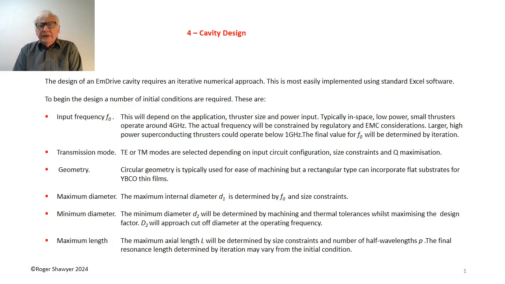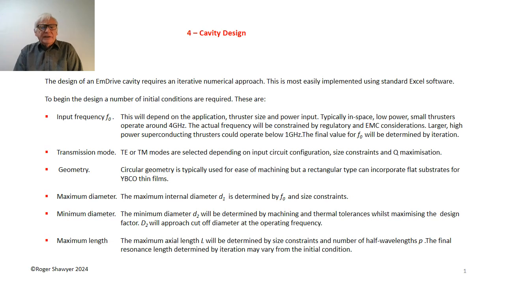If we look at the larger, high power superconducting thrusters, they're bigger and higher power, so the thruster itself will operate at lower frequencies, and typically this can go below 1 gigahertz. Now, although we determine an initial input frequency to the design process, the final value for F0 will actually be determined by the design process itself.